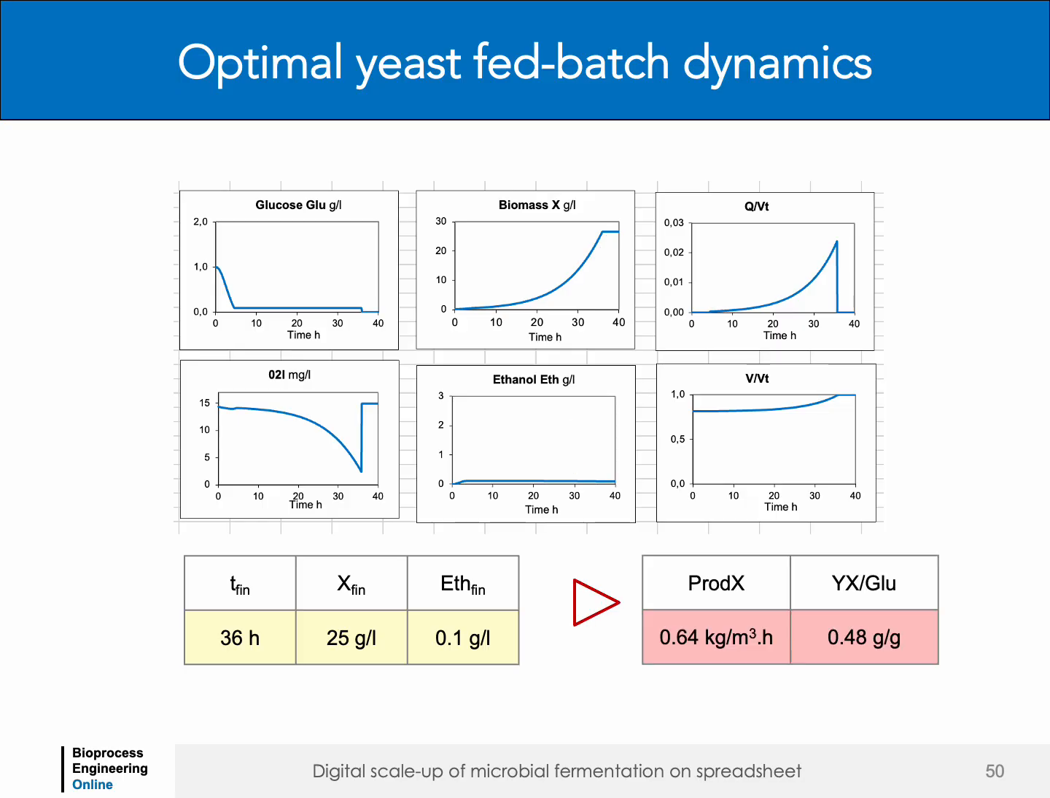These optimal operating conditions ensure both a high fermenter productivity Prod X of approximately 0.64 kilograms per cubic meter hour, and a high glucose-to-biomass conversion yield Yx over GLU close to 0.48 grams biomass per gram glucose.